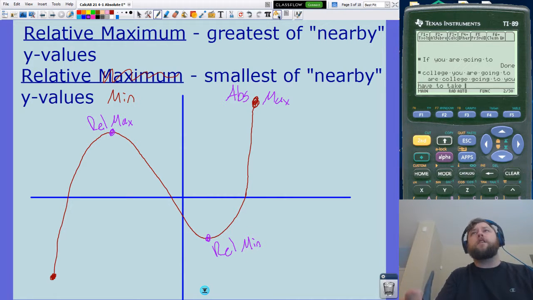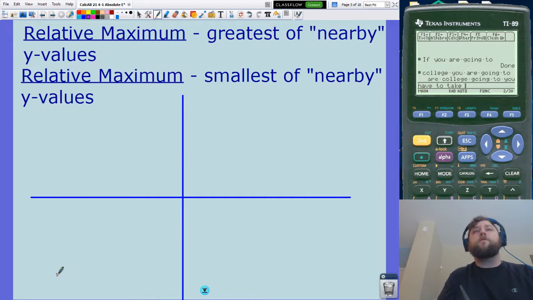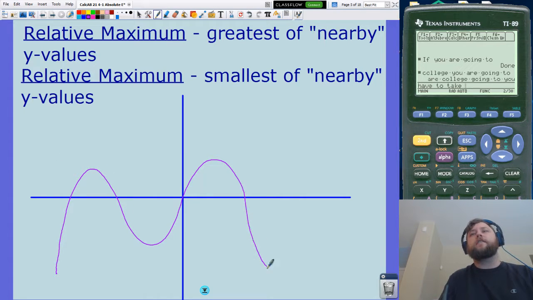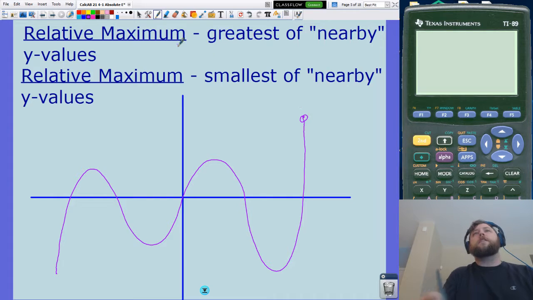Now, I'm going to draw another picture. You can have more than one. What if you have a graph that does this? Look at that. How many relative maxes do I have? I got 1, 2. So in this case, I have 2 relative maxes. And how many relative mins? Well, I got 1 and 2. 2 relative mins. So I can have multiple.